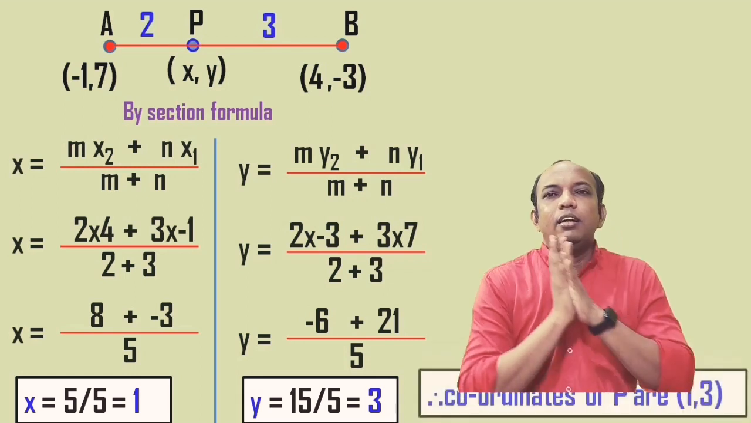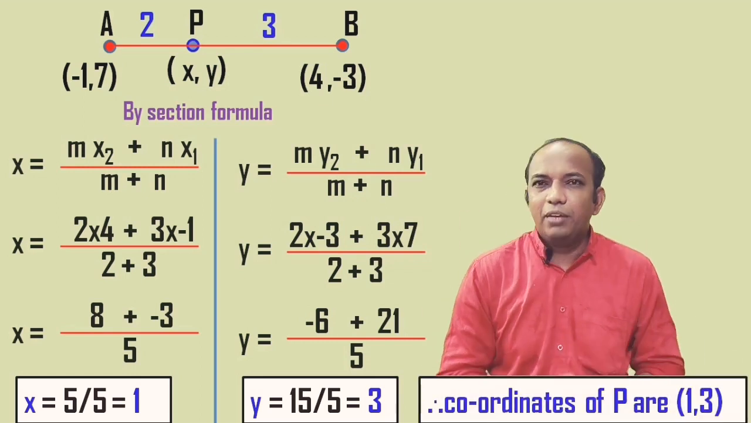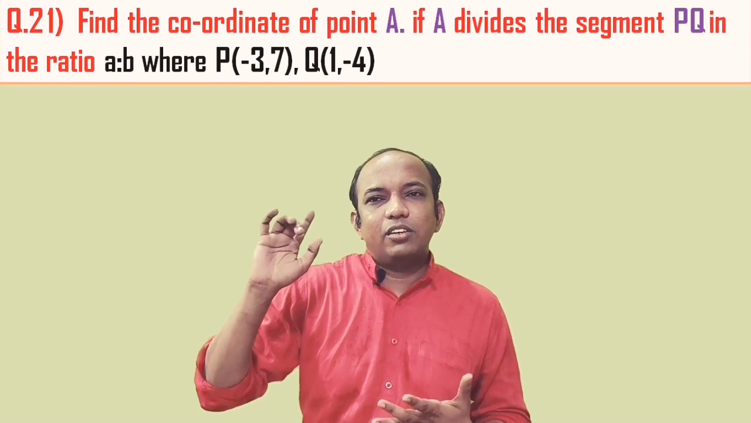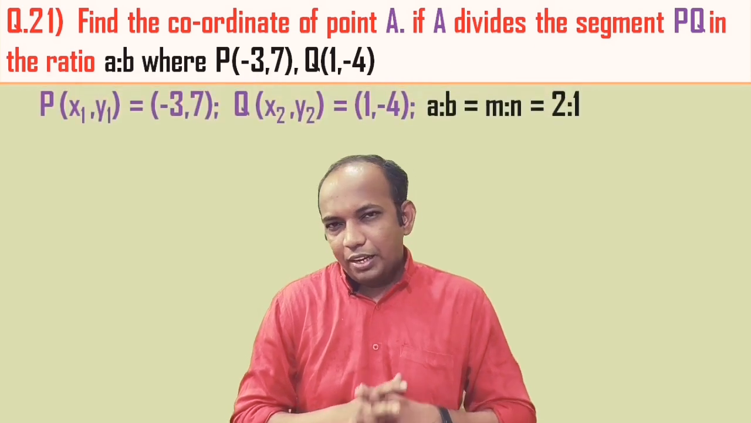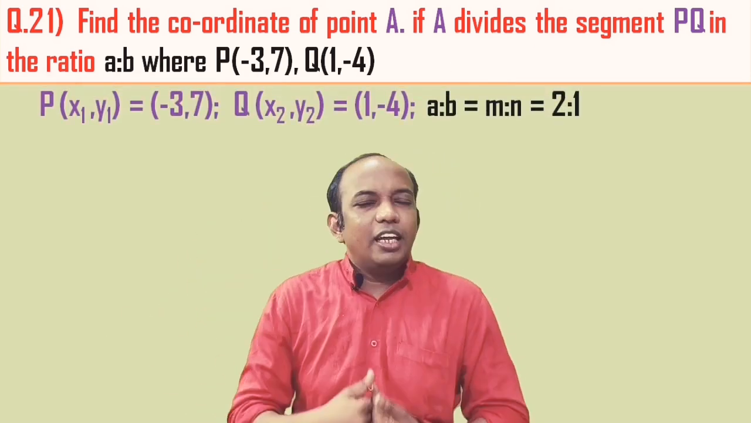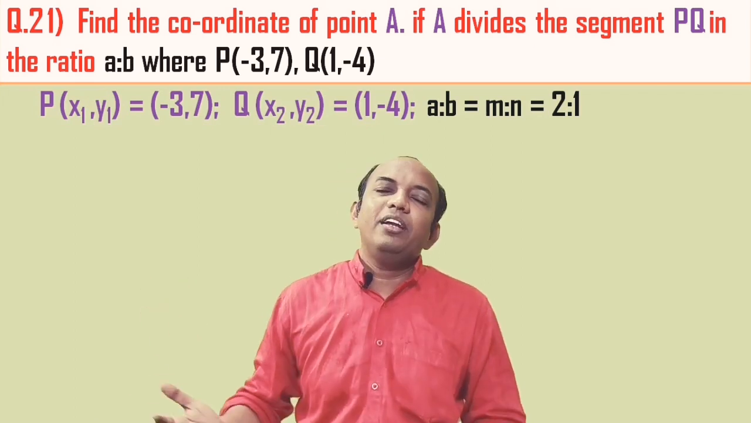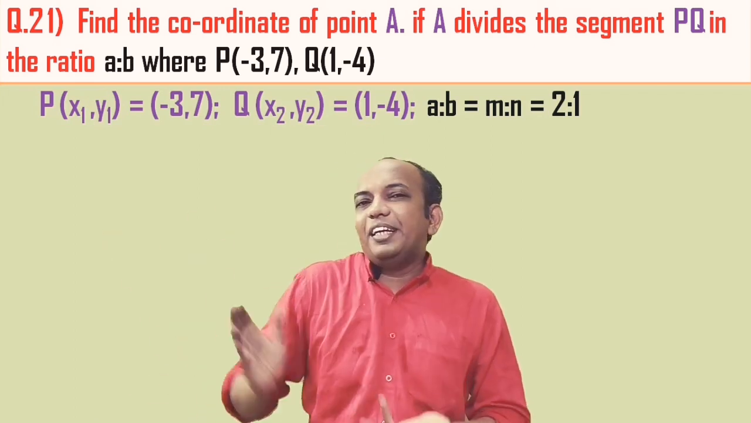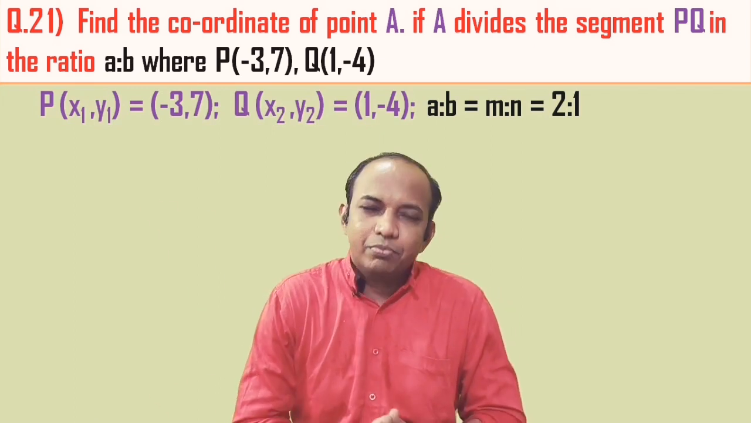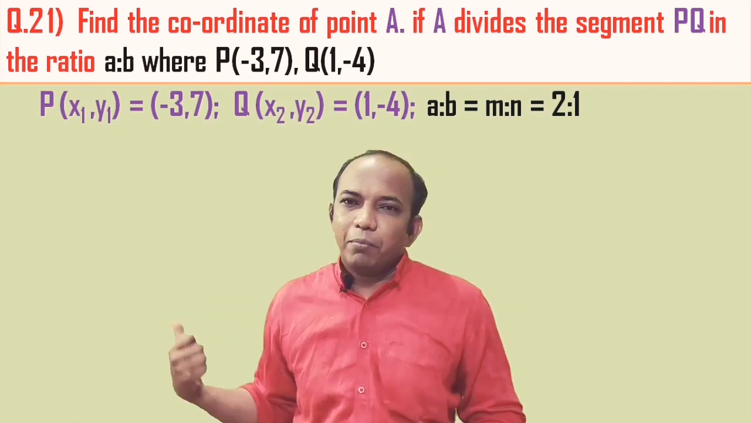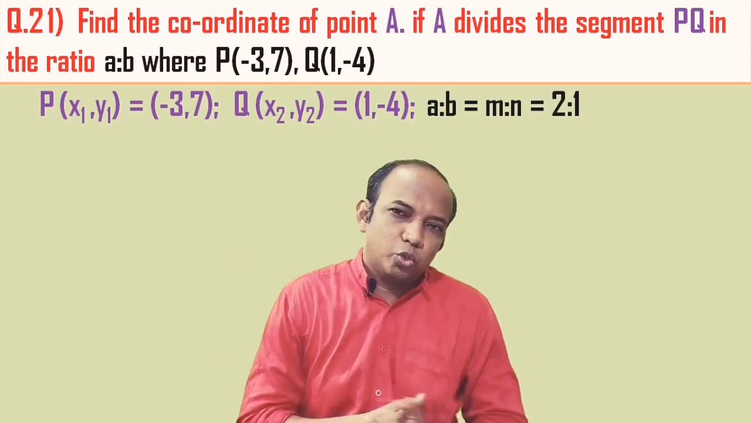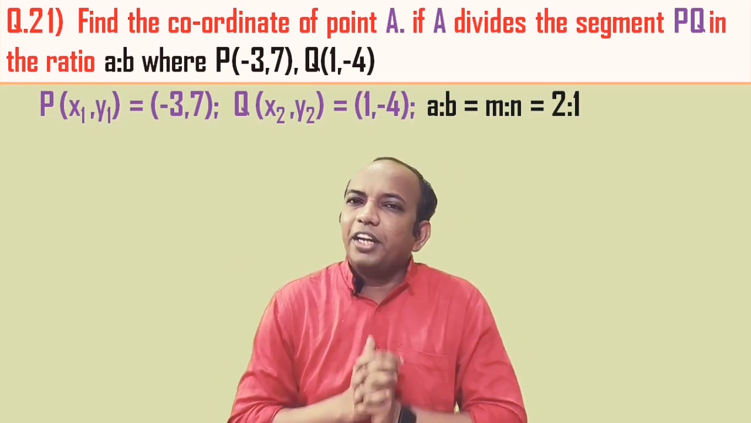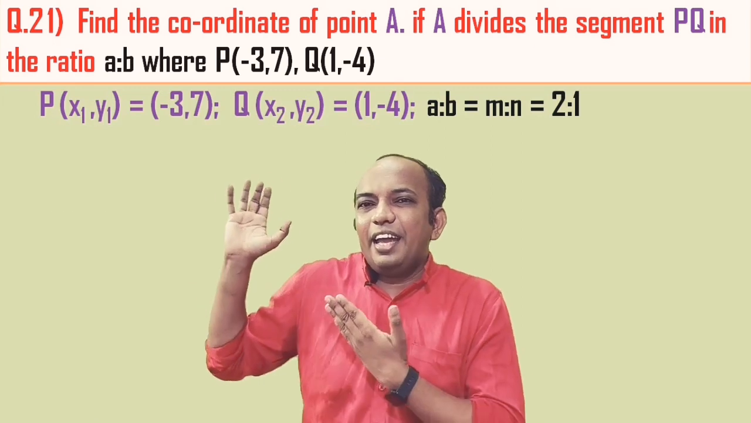Isn't it easy? Yes. Let's try one more sum based on this section formula, from question number 2, sum number 1. The question says I need to find the coordinates of point A which divides the segment PQ in the ratio 2:1, and the coordinates of points P and Q are given to us. For P it is x1 y1, the values are minus 3 and 7. For Q it is x2 y2, values are 1 and minus 4. The ratio AB, A is to B, is nothing but m is to n, and the values are 2:1. So let's try to find the coordinates of point A, which are x and y.